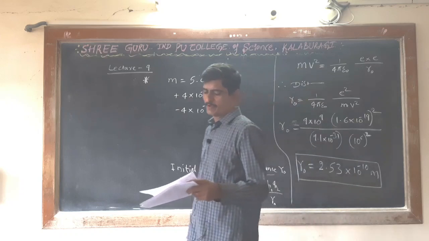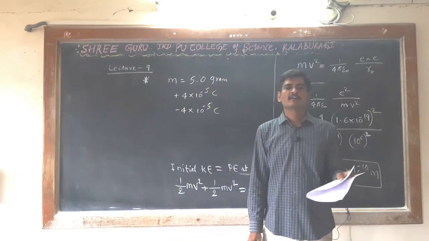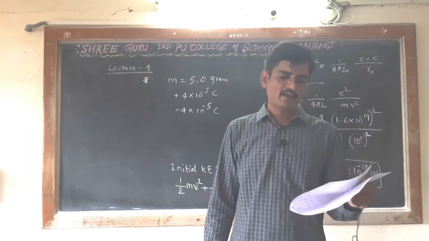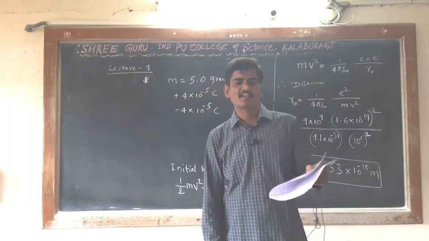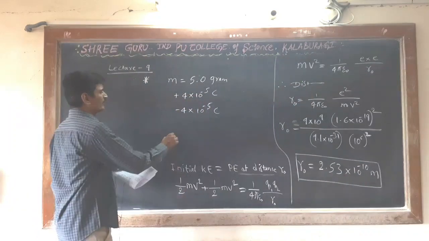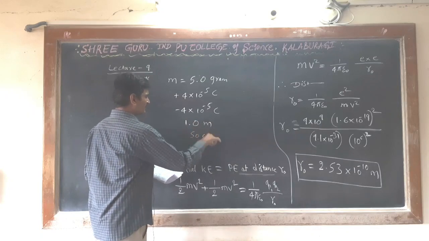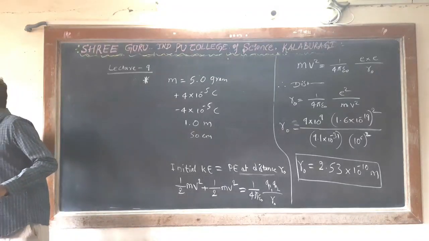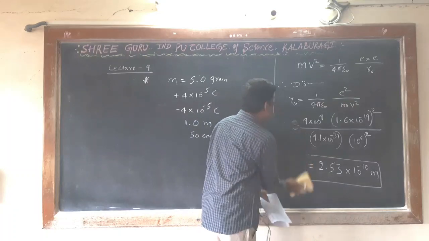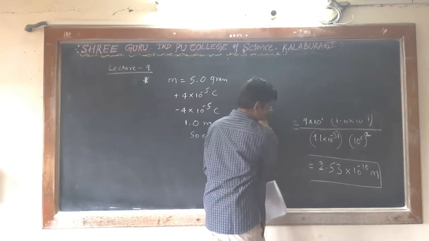Find the speeds of the particles when the separation is reduced to 50 centimeter.